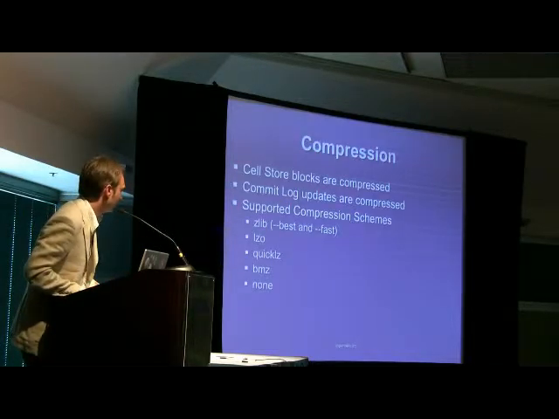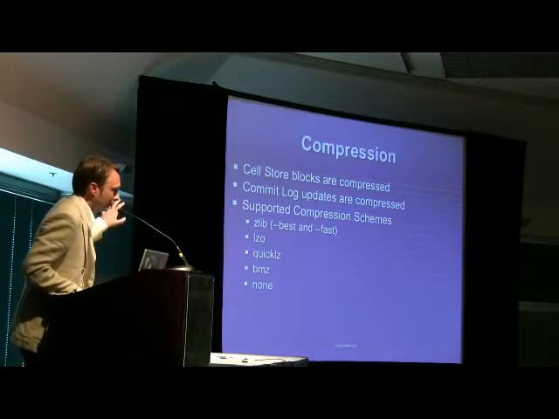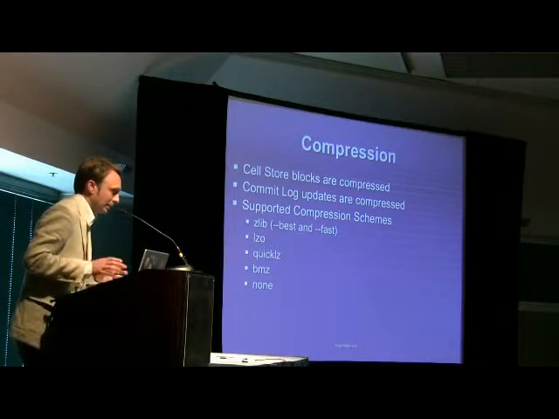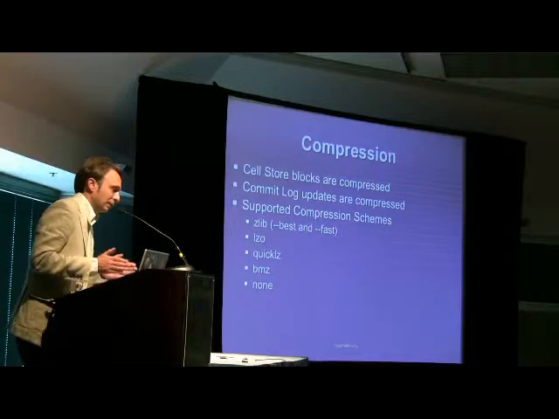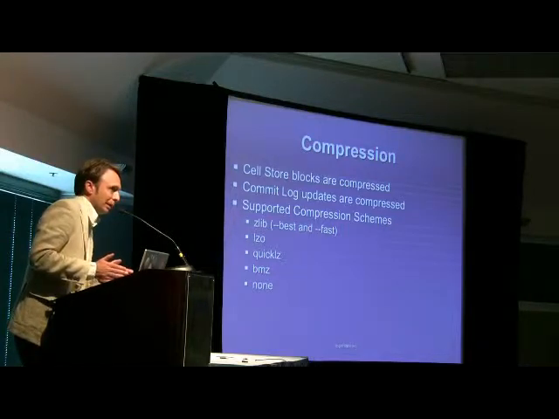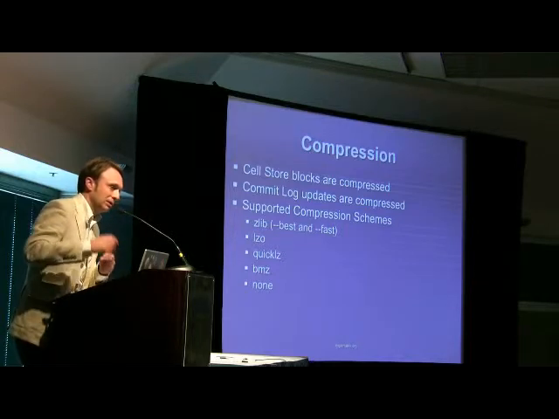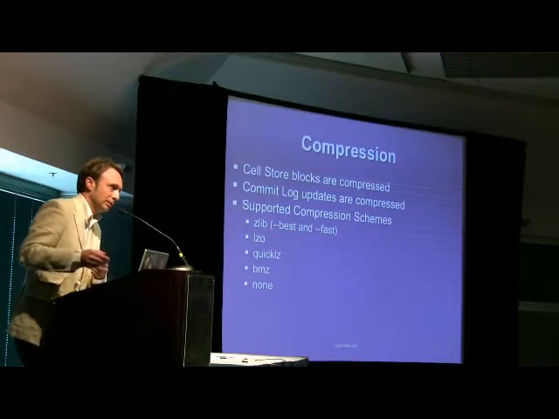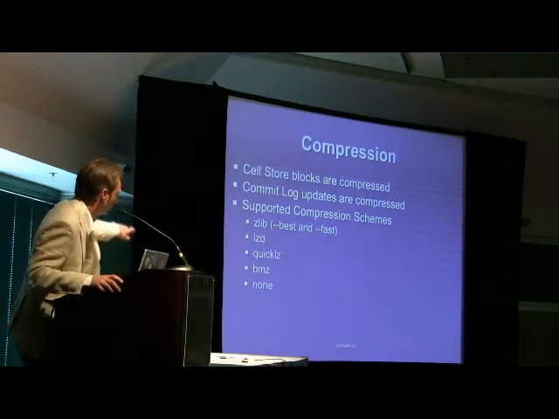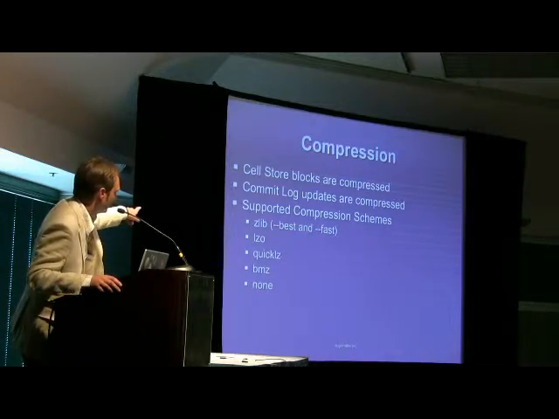Okay, optimizations. So remembering back to the cell store, the cell store consists of compressed blocks of key value pairs, and also the commit log. Each commit log write is compressed as well. And we've implemented a bunch of compression schemes, or integrated these compression schemes.